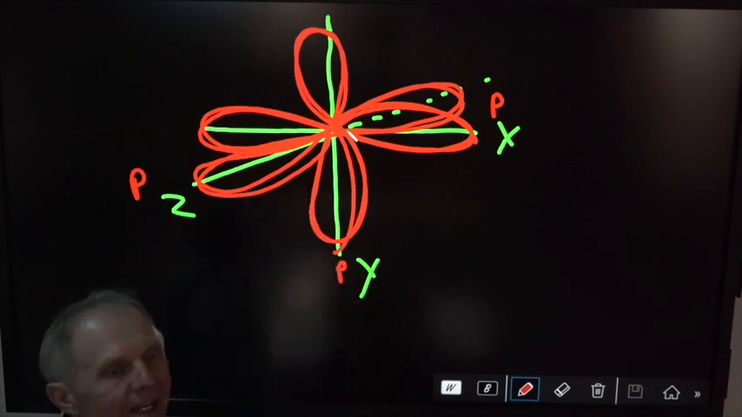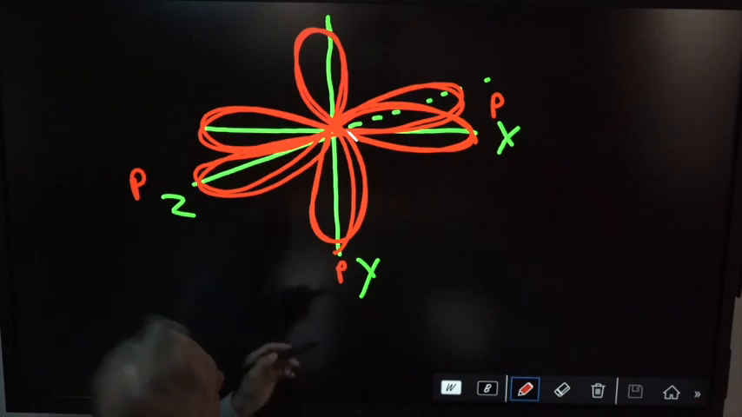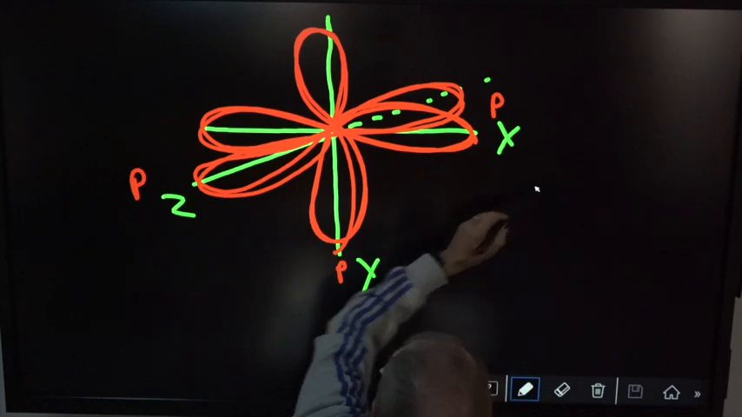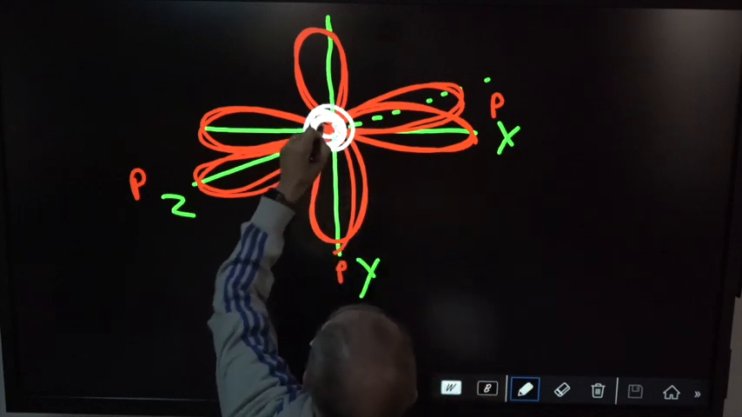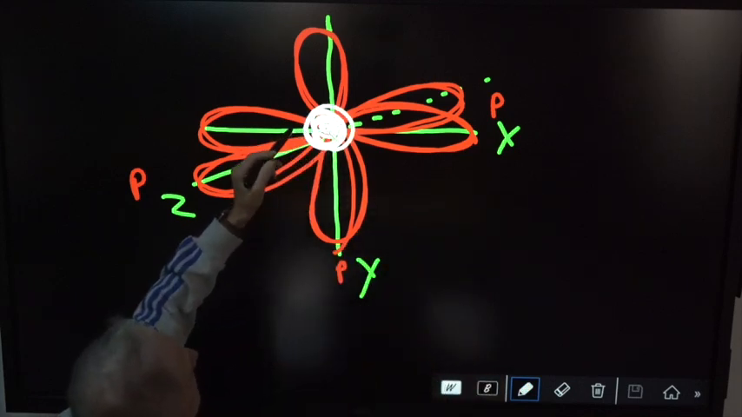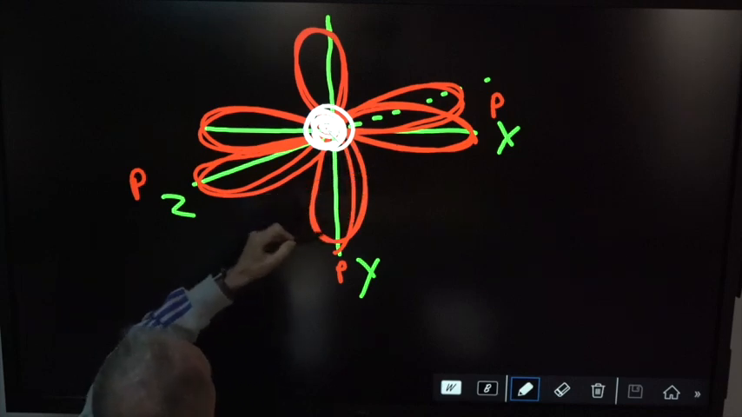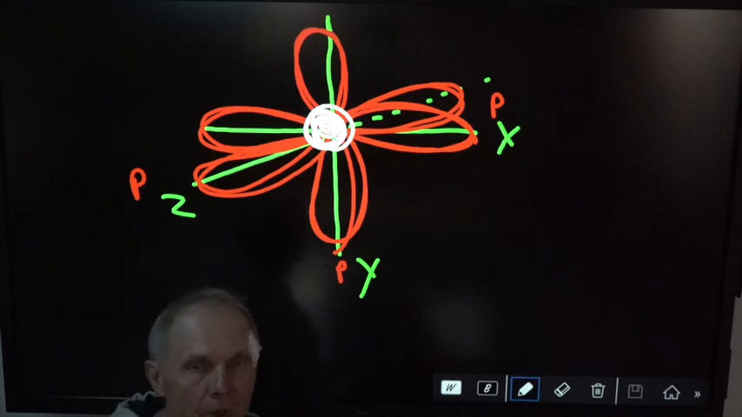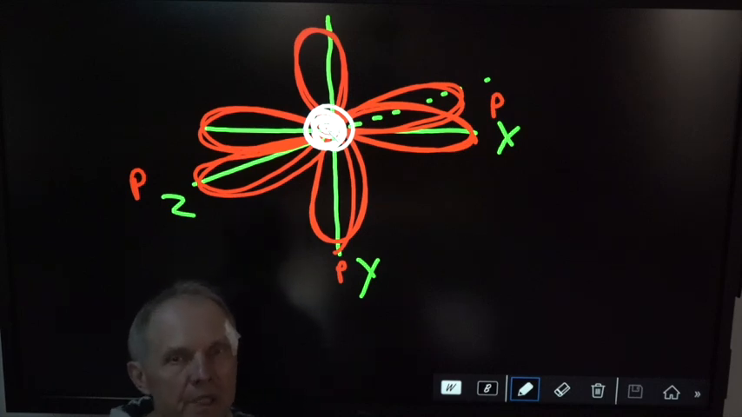And remember, if we had an S orbital to start out the whole thing, the S orbital would kind of look like this. So there would be the S orbital, and this would be the P sub X, P sub Y, P sub Z. Okay? That's the shape. So we're only concerned with the S and P orbitals.